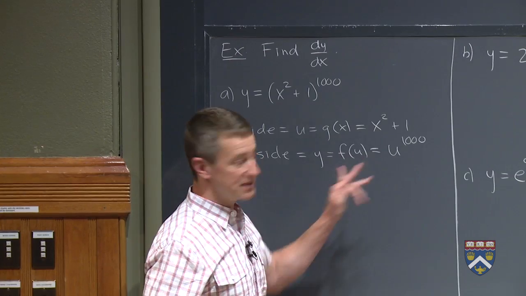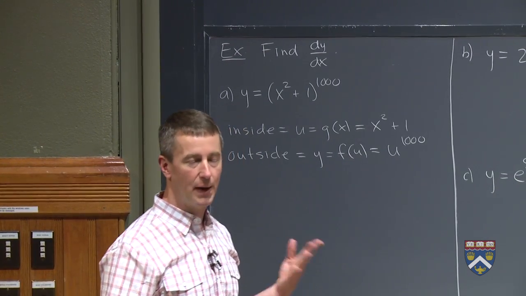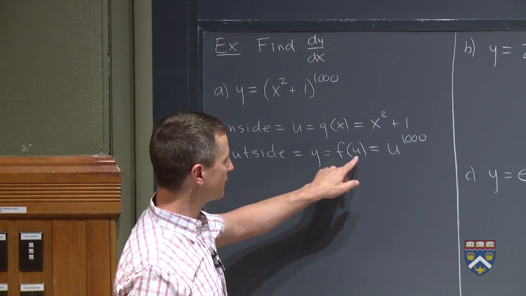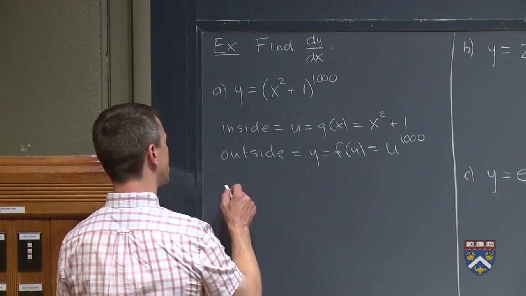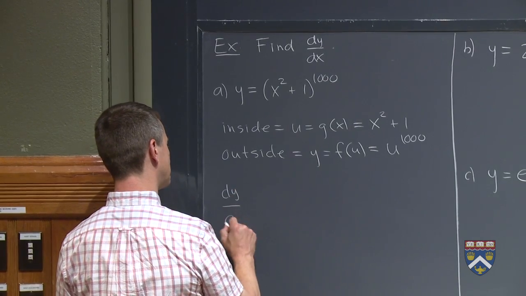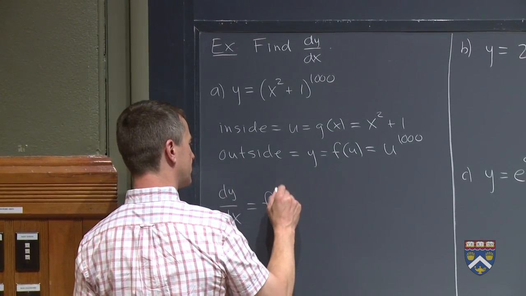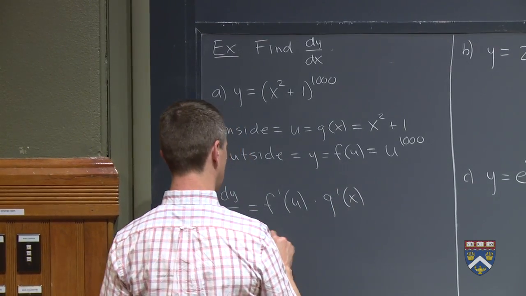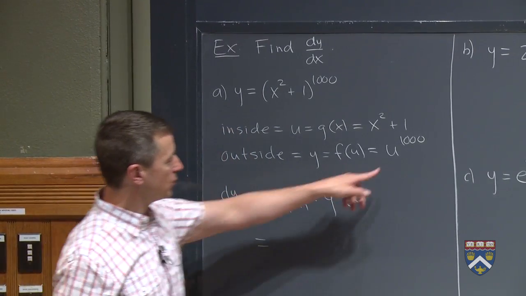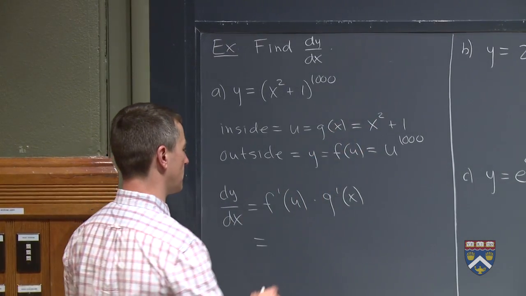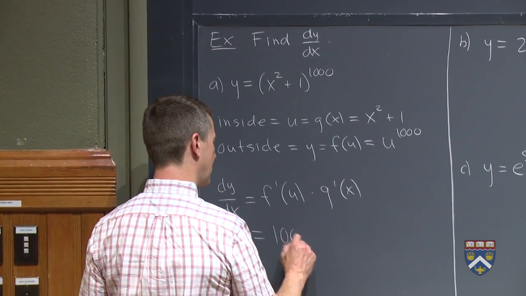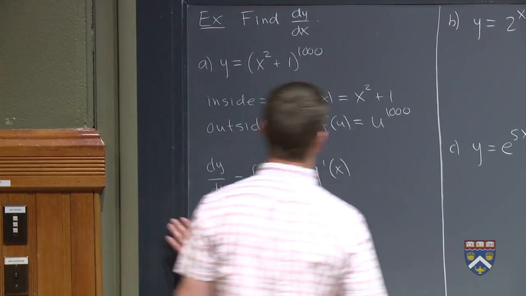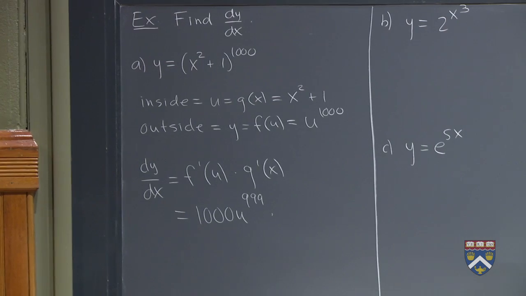I'm going to stick with using the letter u here. It doesn't matter, it's a dummy variable. If you want to use x as well, that's fine. You just have to be careful to remember that somehow x is playing a different role here than it is up here. So what does the chain rule now say dy dx is? In our first form of the chain rule, it's f prime of u times g prime of x. So what is f prime of u? We've got u to the 1,000th. We're getting comfortable by now, I hope, with our power rule. So the derivative of that is 1,000 u to the 999. Chain rule says we're supposed to multiply that by g prime of x.